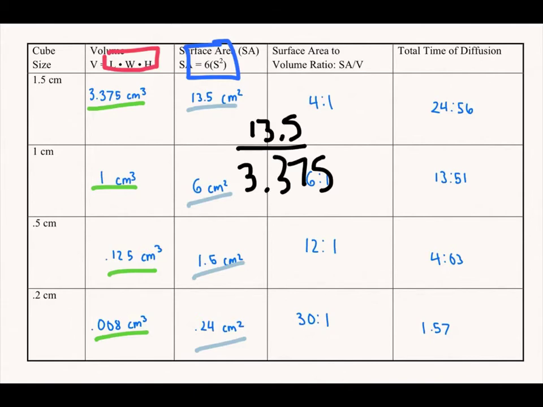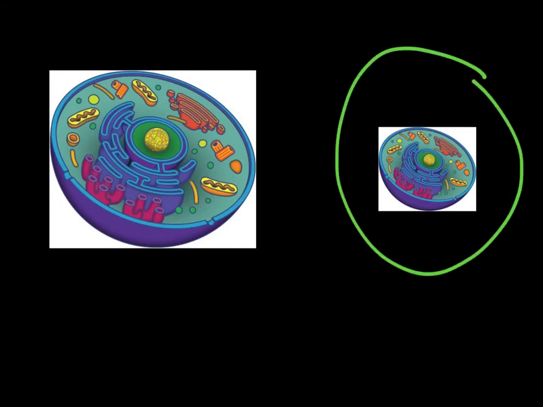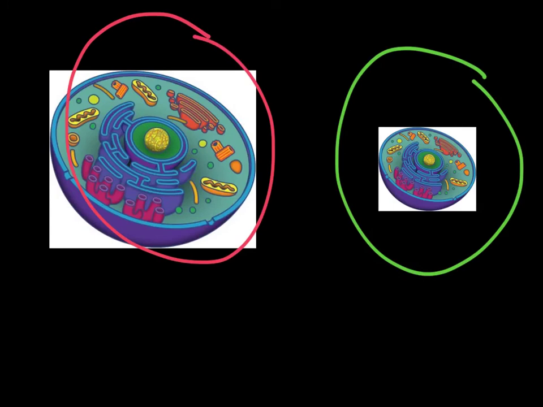The ideal cube size was 0.2 centimeters because diffusion happens quicker when there's less volume. In the end, we learned that cells are so small because the smaller the cell, the quicker diffusion takes place. Therefore, the quicker the cell gets food and nutrients it needs to survive and thrive.